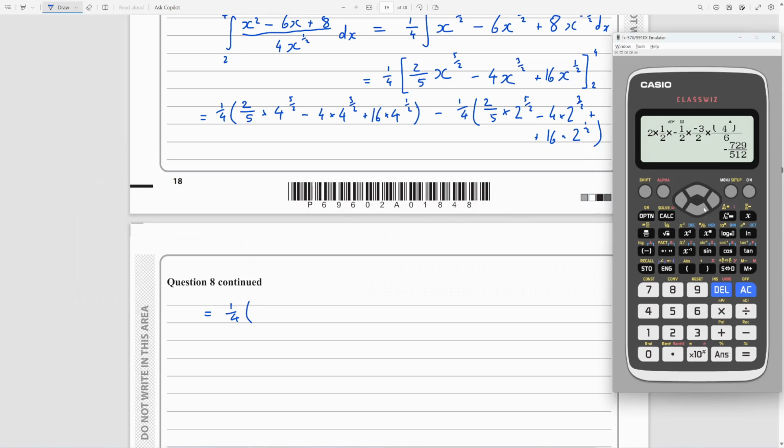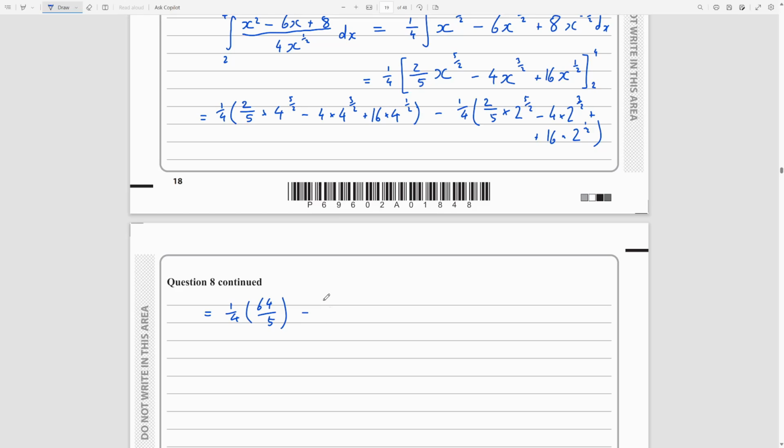So for a quarter times, and all of this I'll just be subbing in now. So we have 2/5 times 4 to the power of 5 over 2, which is 2.5, minus 4 times 4 to the power of 3 over 2, which is 1.5, plus 16 times 4 to the half. And that turns out to be a nice number, so that's 64 over 5.